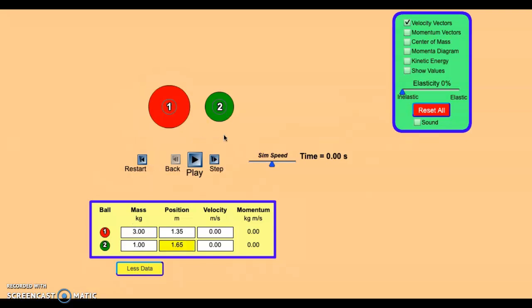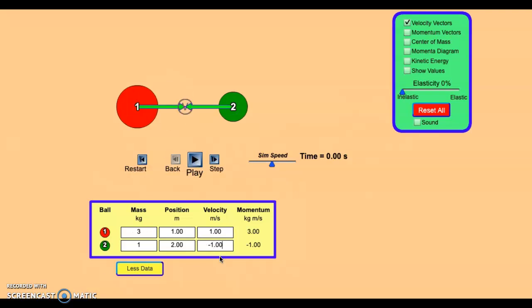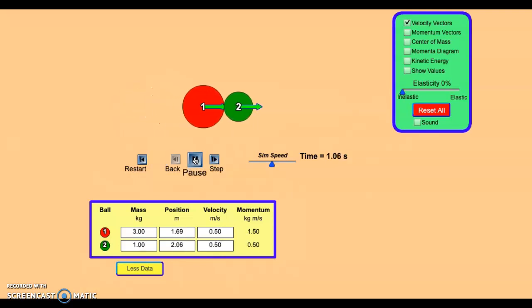For our next, we're going to once again increase the mass of our first object, and we're going to have them going towards each other. The velocity of this will be 1, and the velocity of this will be -1. Let's see. And they are going towards each other, and that is your post-collision data.